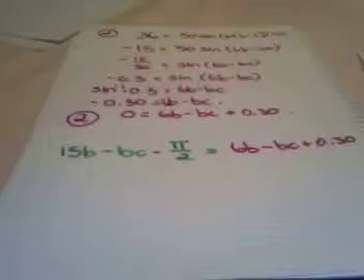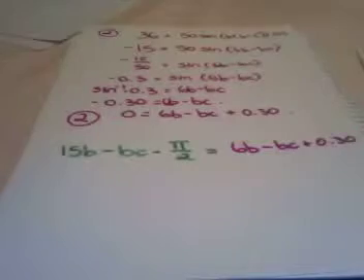Okay? So what do we notice? We notice that 15b minus bc minus pi over 2 is equal to, that's your first equation, 6b minus bc plus 0.30. Okay, so where do we go from here?